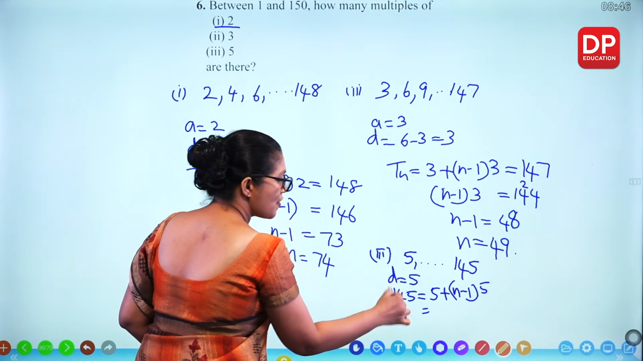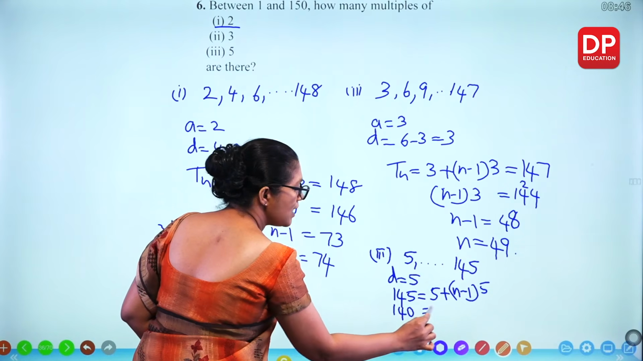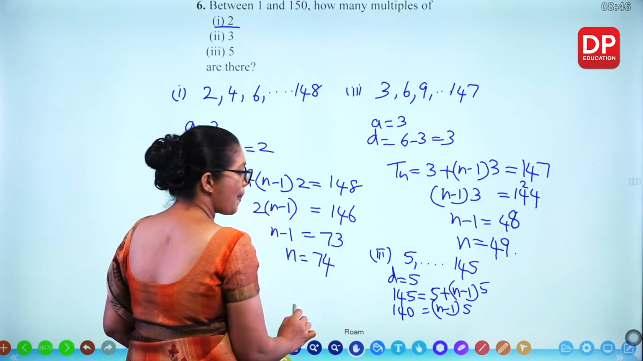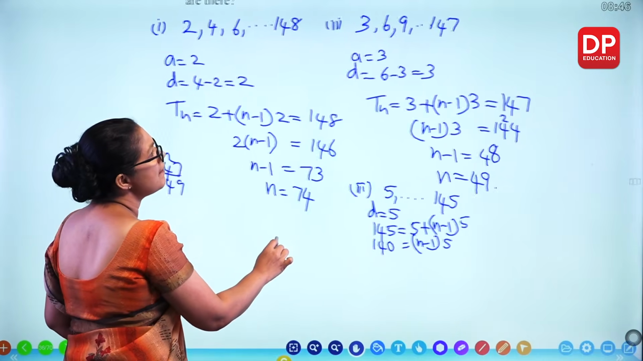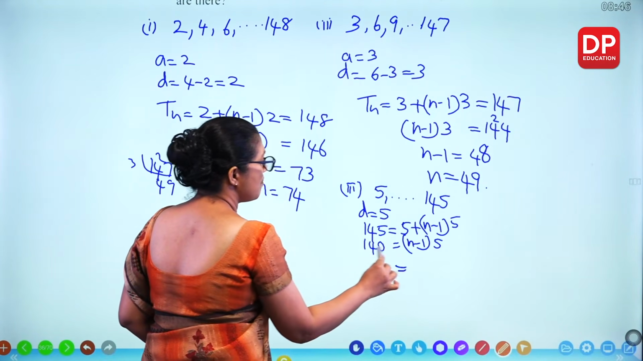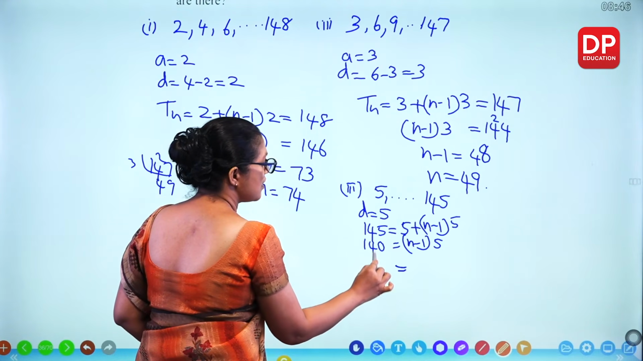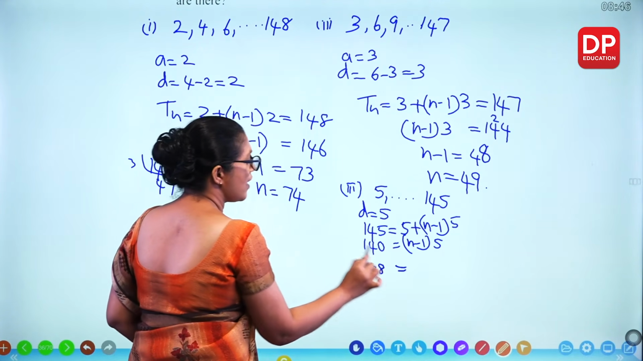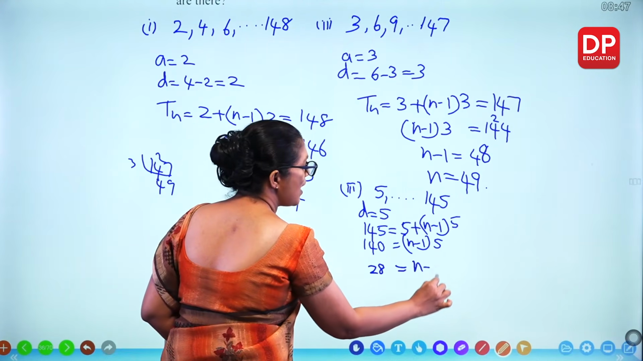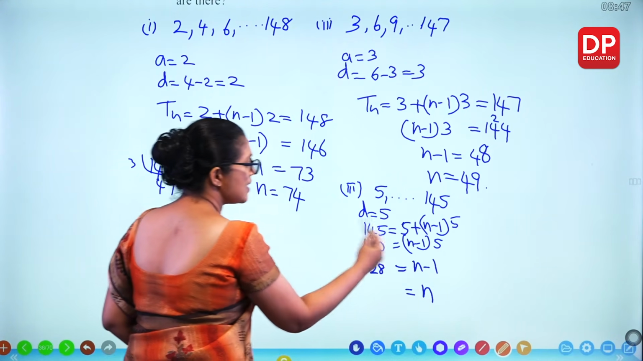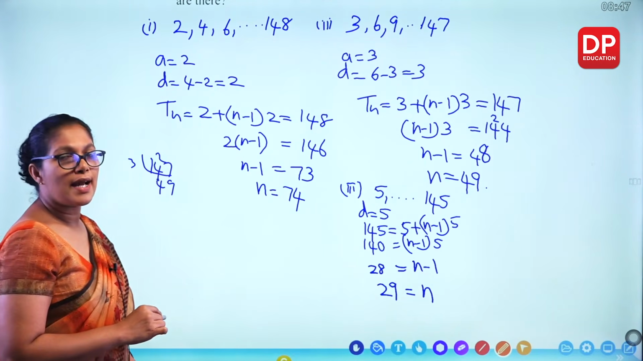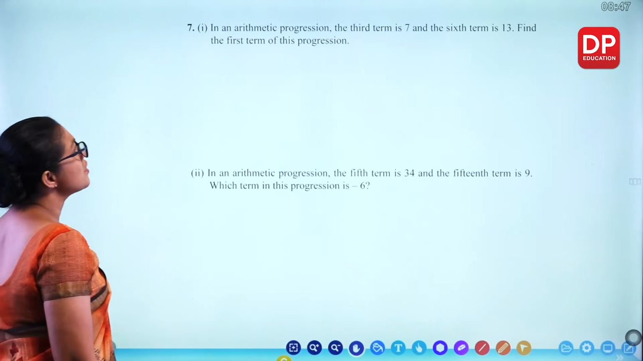First term is 5, plus (n minus 1)D. So first subtract 5, you get 140 equals this. Divide by 5, you get 28 equals n minus 1. So what is n? Add 1 to that, you get 29. Question number 7.